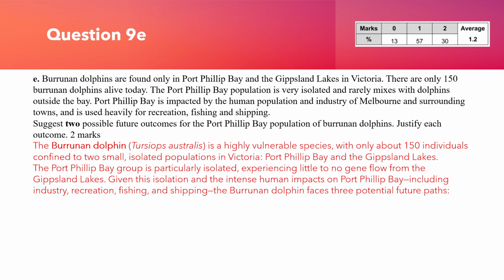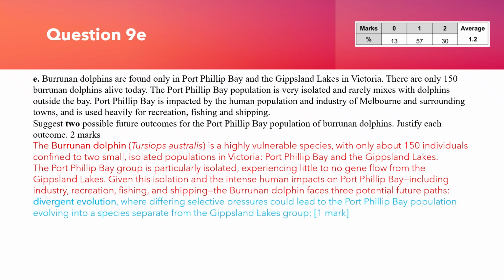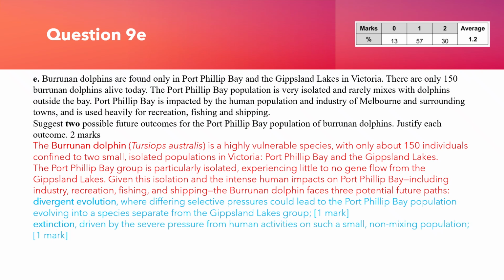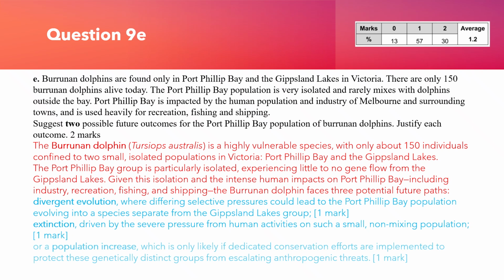Given this isolation and the intense human impacts on Port Phillip Bay, including industry, recreation, fishing, and shipping, the Burrunan dolphin faces three potential future paths: divergent evolution, where differing selective pressures could lead to the Port Phillip Bay population evolving into a species separate from the Gippsland Lakes group; extinction, driven by the severe pressure from human activities on such a small, non-mixing population; or a population increase, which is only likely if dedicated conservation efforts are implemented to protect these genetically distinct groups from escalating anthropogenic threats.